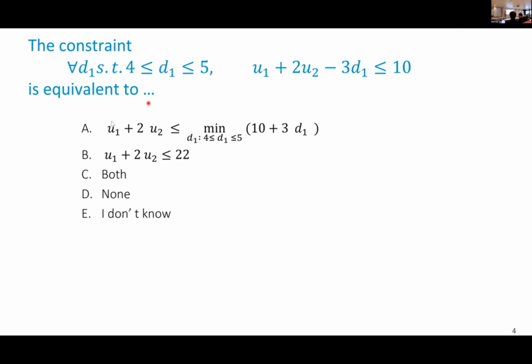Here, I'm proposing two ways of removing. I'm saying this constraint, now be careful, the constraint is a constraint on U1 and U2 that contains a quantifier D1. It is equivalent to this, or it is equivalent to that. Which one do you think is a correct statement, if any? So that's a quiz that you can participate in and speak up with the number written here on the board.